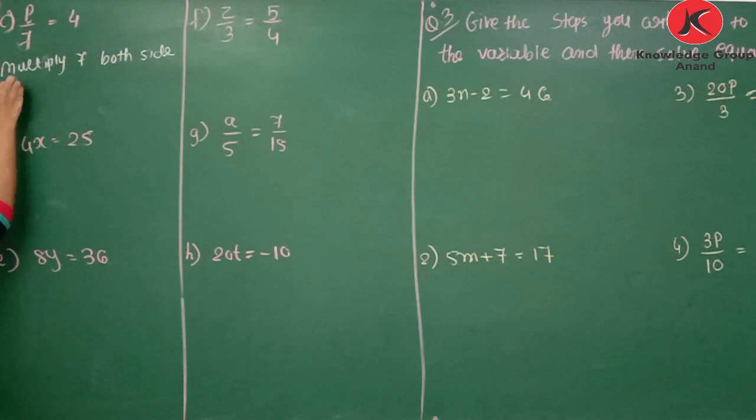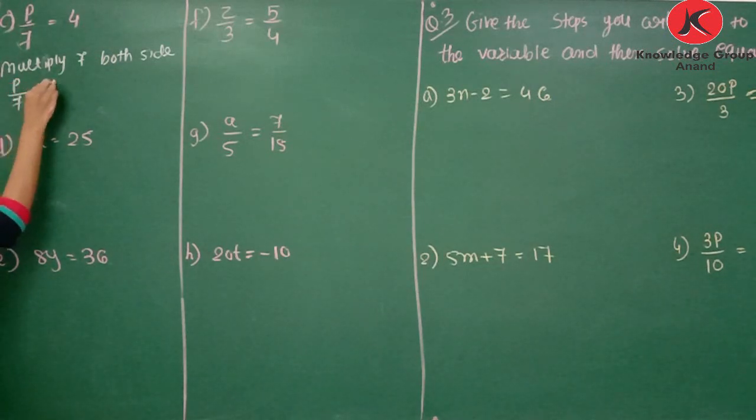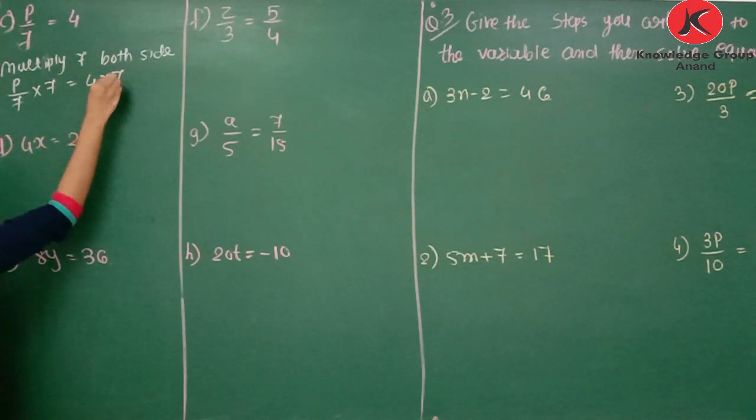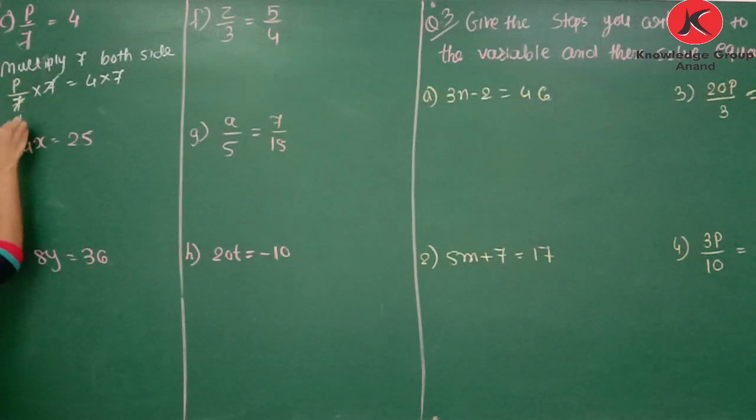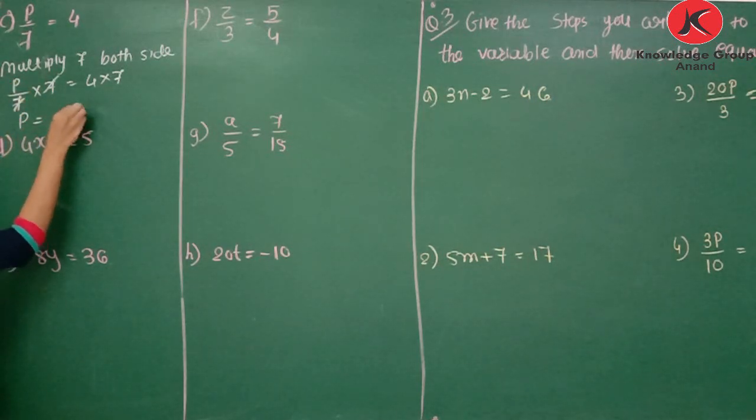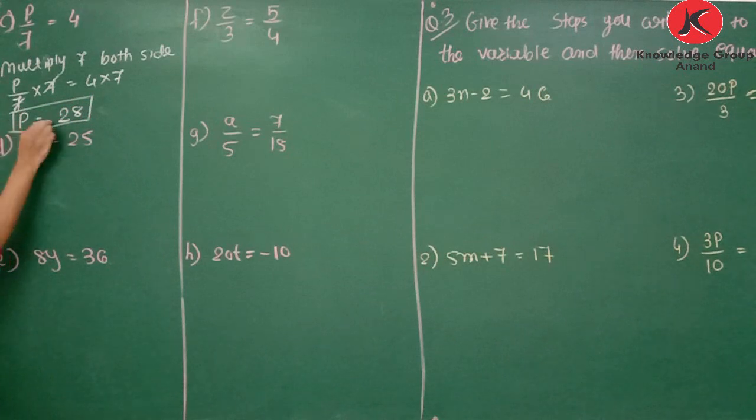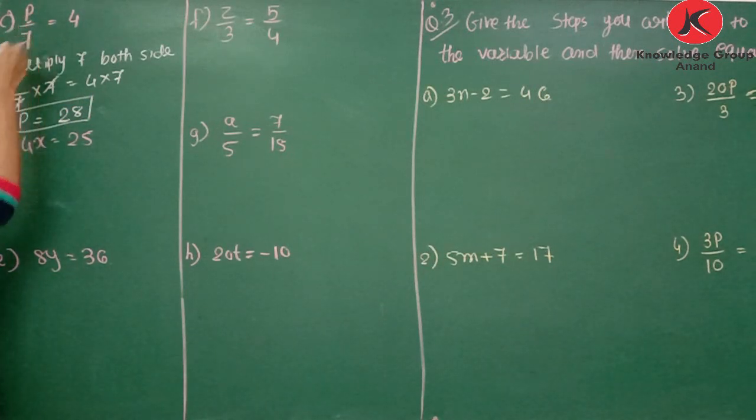So if you multiply 7, 7 cancel, so we get p is equal to 28. Again, you can check your answer. If you get 28 here, 7 4s are 28.